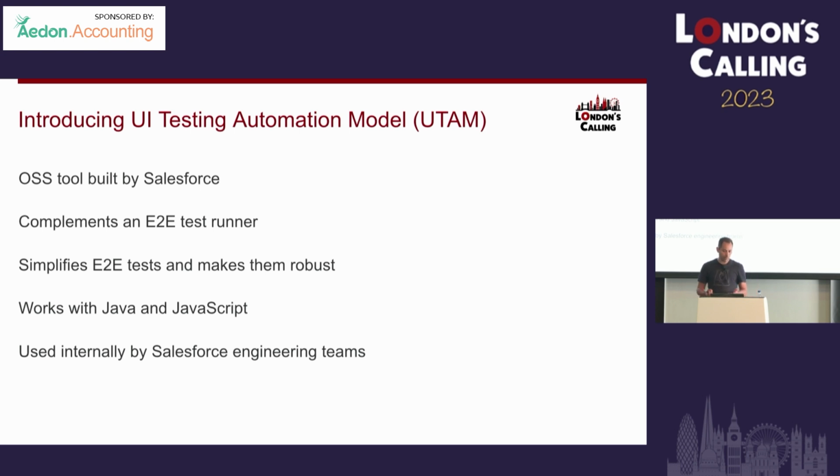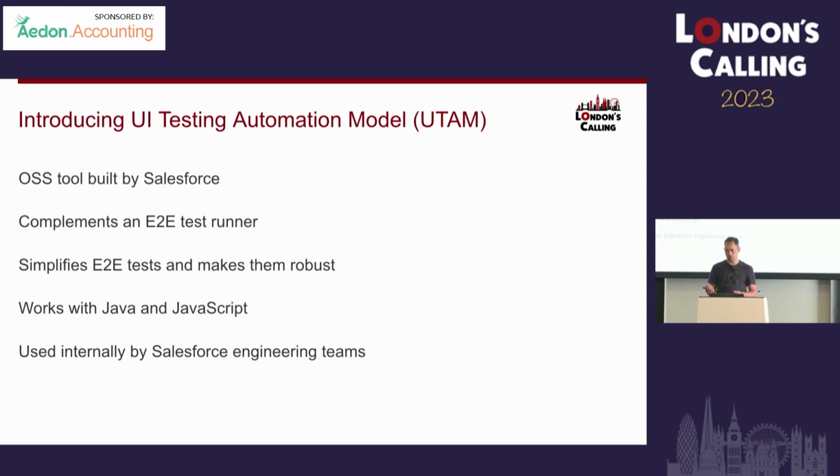How does this work? UTAM does not replace a test runner. So UTAM on its own won't do the test itself. UTAM is here, in fact, to break down the complexity of a complex page. It allows you to break down a big complex page, like, for example, Lightning experience, into smaller chunks and create reusable fragments. And what we do with those fragments is that we then integrate them with an end-to-end test runner.